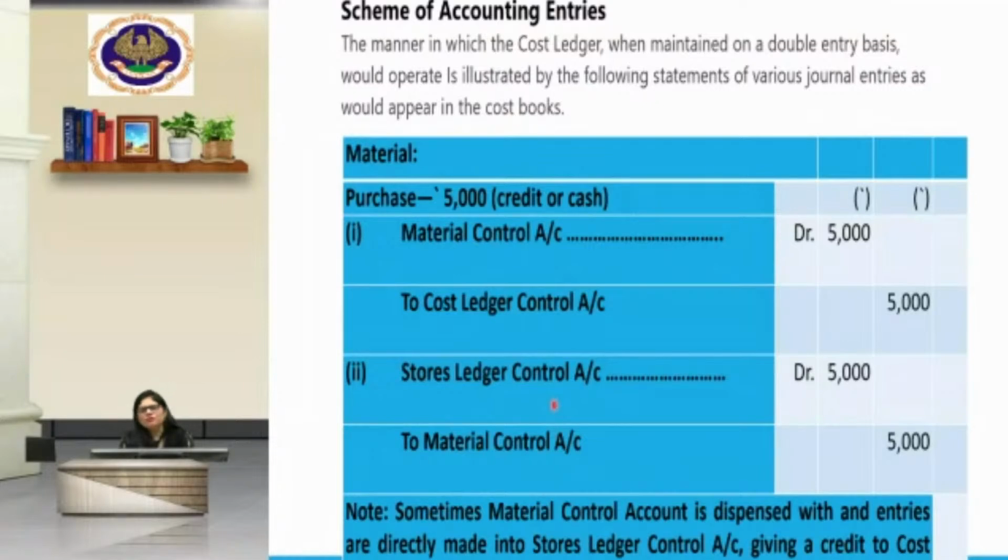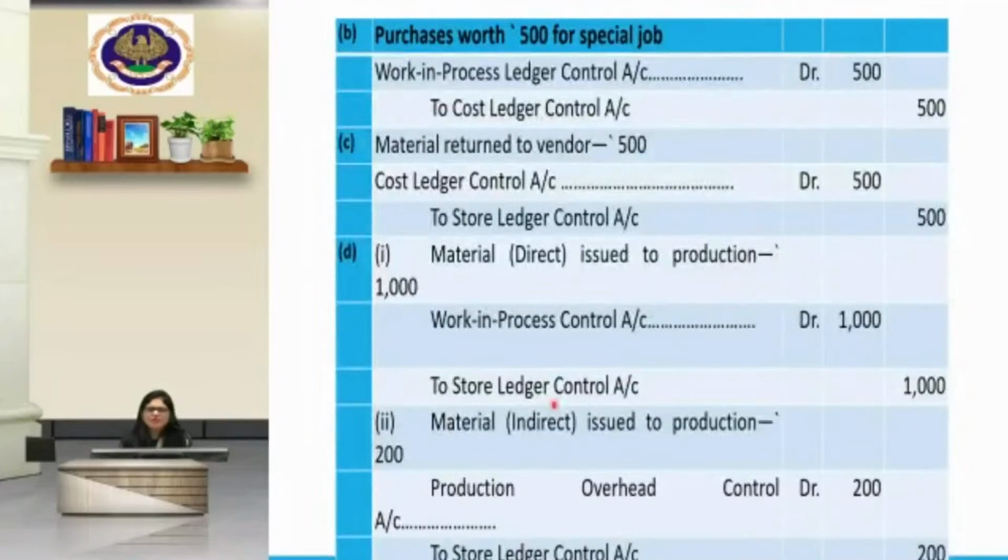Stores ledger control account debit to cost ledger control account. So stores ledger control account is purchases only, and cost ledger control account is credited in place of cash or bank or creditor. Clear? Moving to the next entry, we are purchasing worth rupees 500 for special job. That means we are directly purchasing for the special job.